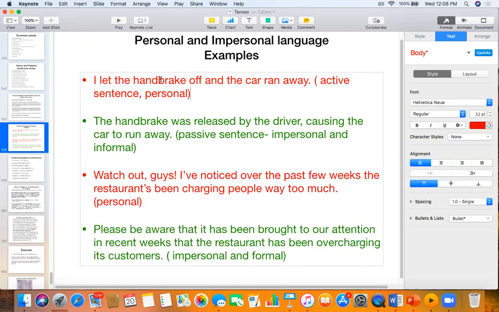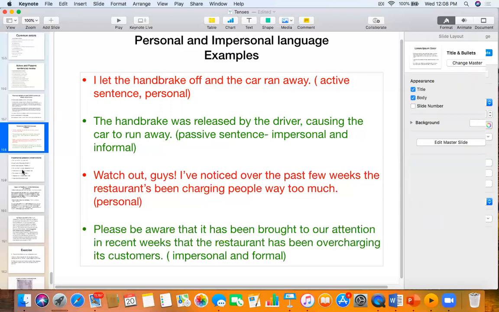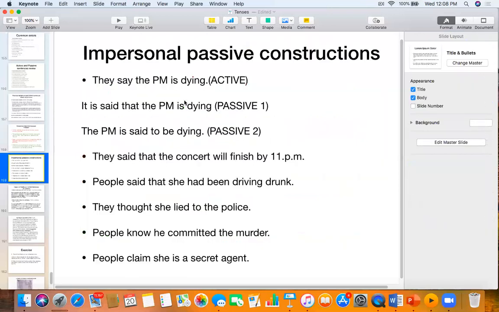All right, so that's about how the passive and the active sentences are used in different ways. Okay, but we have some practices over here.